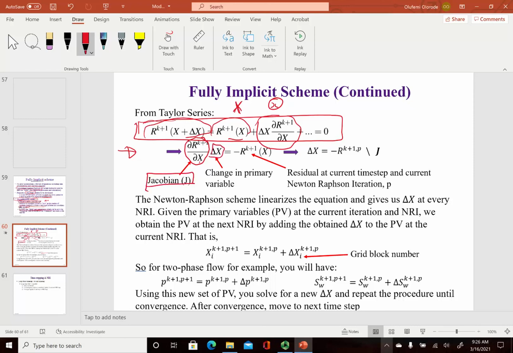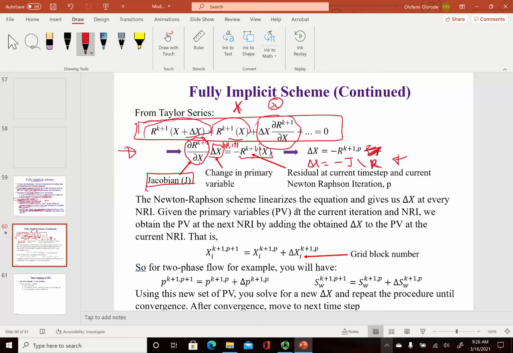This is your change in the primary variable, and obviously this is your residual at the current time step, but at the previous iteration level. This one is current time step, but current Newton-Raphson iteration. And this is a typo. It really is. It should be minus Jacobian / the residual, the matrix before the vector. That's how we evaluate it in MATLAB.